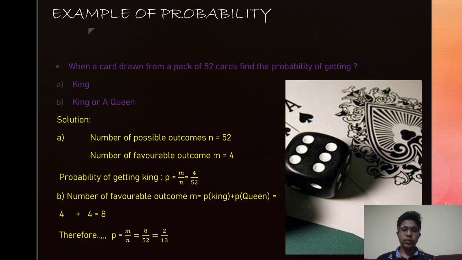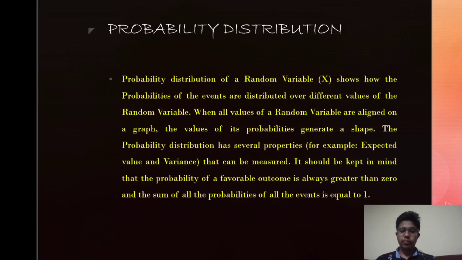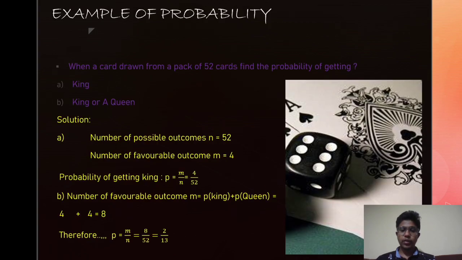Number of favorable outcomes m is equal to king plus queen, which is 4 plus 4 is equal to 8. Therefore, m becomes 8 and n, as we know, is 52 possible outcomes. Then we know the formula P = m/n. The m value we obtained is 4 plus 4, which is 8, and n value, the number of possible outcomes, is 52. So 8 by 52 is 2 by 13. Okay.